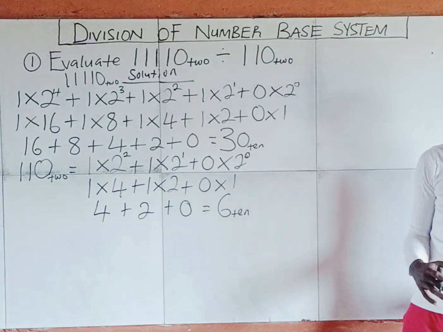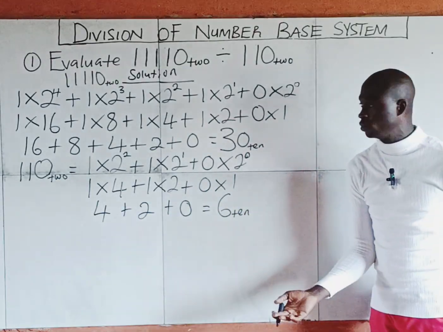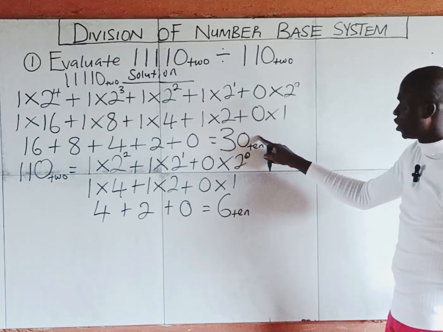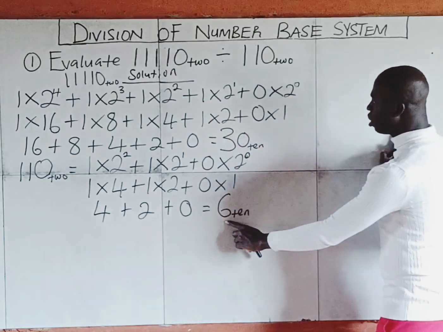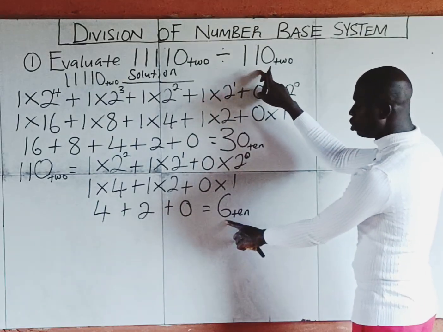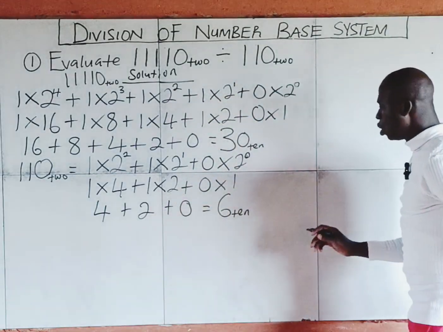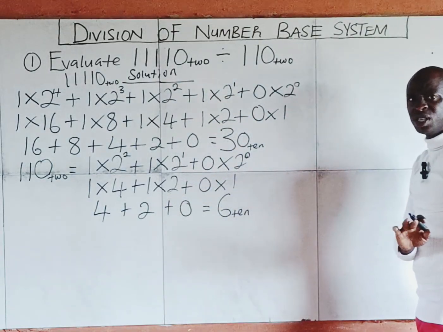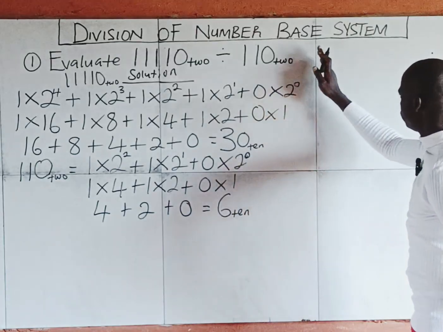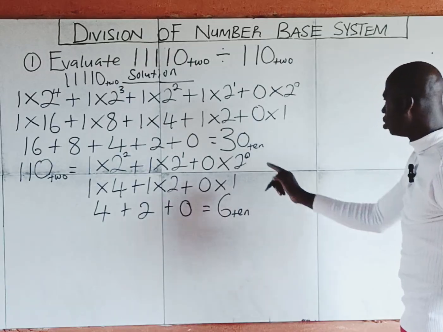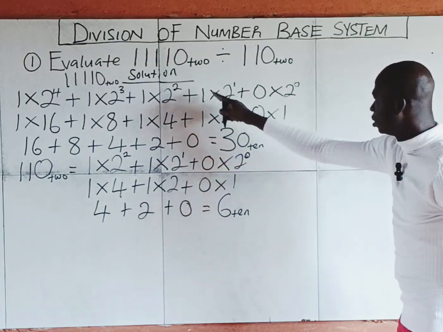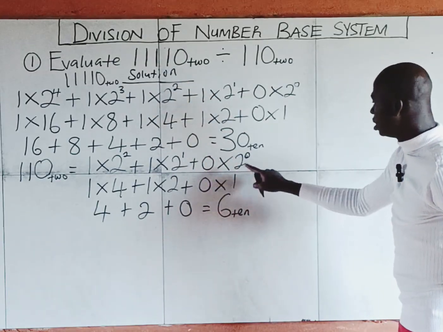You first of all need to convert to base 10 whenever you are given questions concerning division. So now we have gotten the answer for the first part of our question, which is 30 base 10, and we have also gotten the answer for the second part of our question. At the end of the day, what you need to do is very simple. Let me place it right here. I'm going to solve it here for you to see the way it is done. What do we have here? Here is 30 base 10.